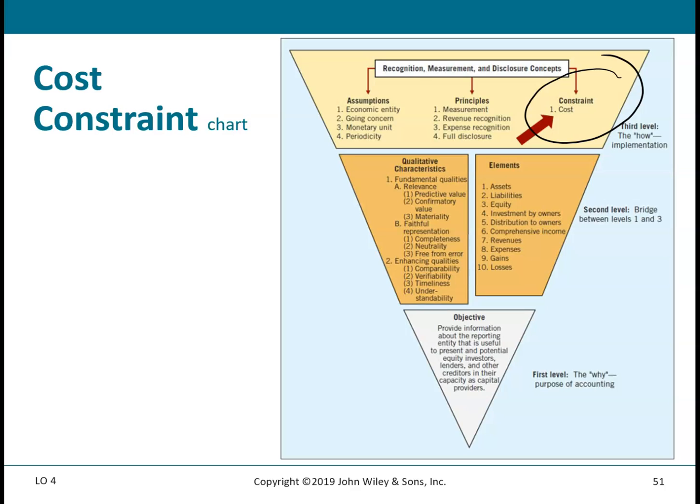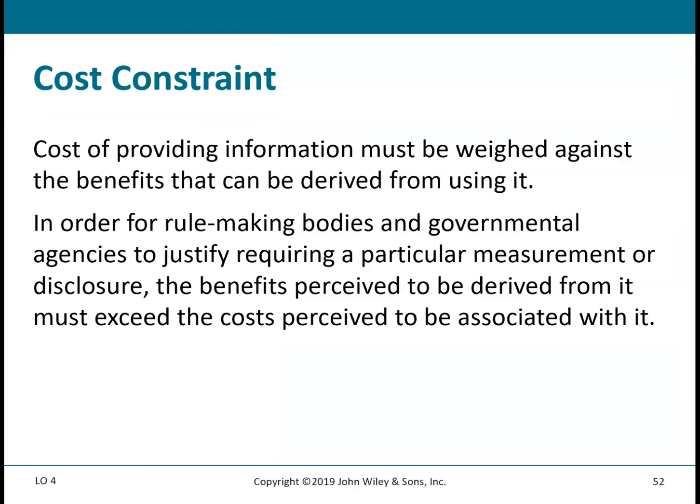Cost constraint. We're right over here on this level 3. So what this means is that companies must weigh the cost of providing the information against the benefits that can be derived from using it. In order for rulemaking bodies and governmental agencies to justify requiring a particular measurement or disclosure, the benefits perceived to be derived from it must exceed the costs perceived to be associated with it.